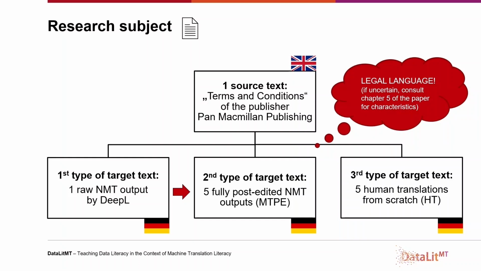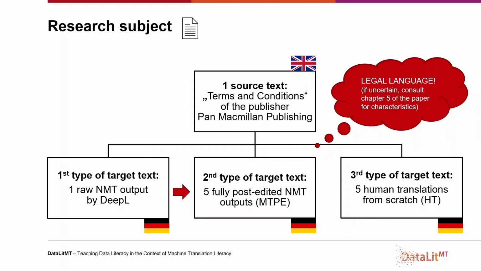Then, we have our first type of target text. One raw NMT output by DeepL. Don't worry too much about the N in NMT. It means neural and refers to the way the system works and translates, as briefly described in the introduction of the paper. For now, all you need to know is that this text has been machine translated and not edited in any way.